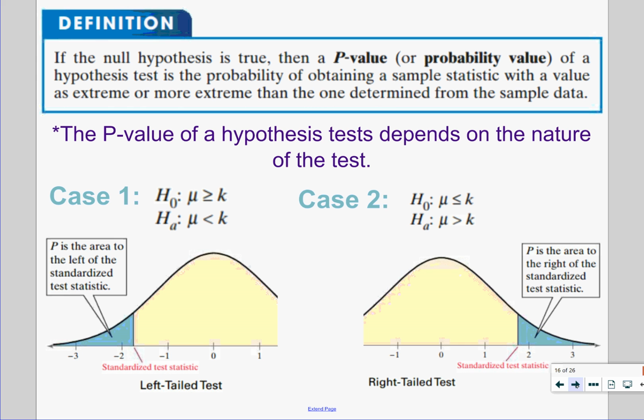And then vice versa, case 2 is where my alternative is greater than, and we would use, in that case, a right-tailed test. And what you see shaded in blue here is that probability value, that p-value, that area that we're going to find on our z chart or our t chart.